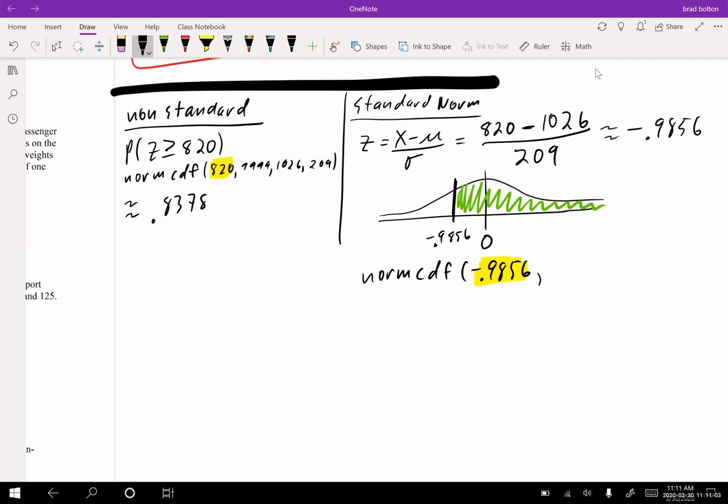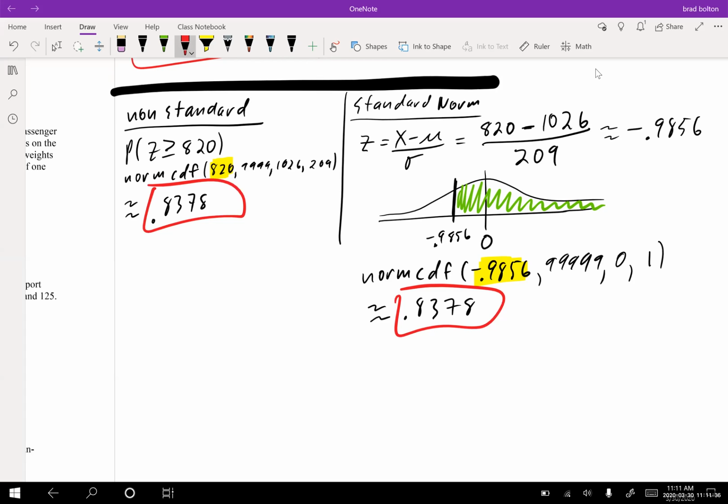And then we're going to go to 9999999, right? And then our mean is 0 and our standard deviation is 1. And let's see what we get on our calculators. So I'm going to do second vars, negative 0.9856, to 9999999, 0, 1. And I get 0.8378. Look at that. It's the same number.